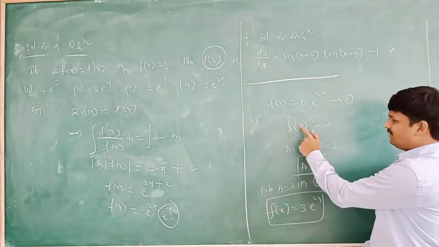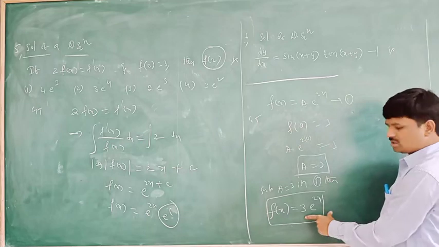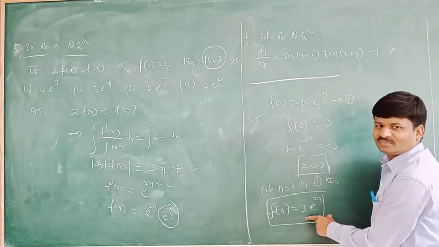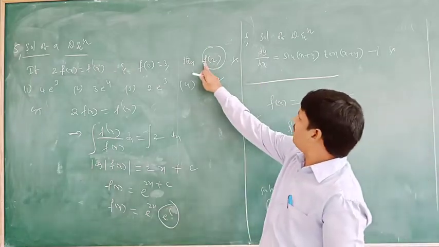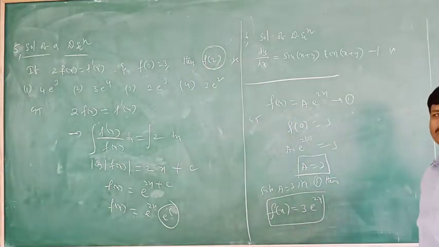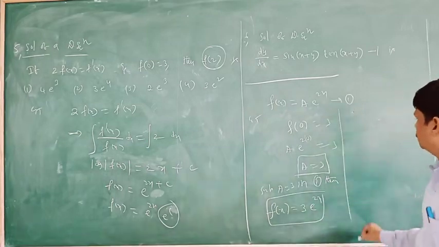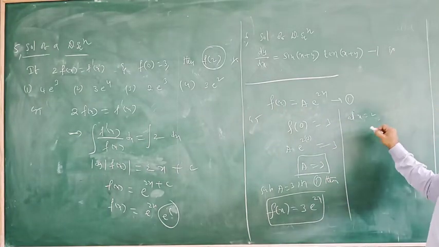Here the x value and y value are given. So what do you get here? You get the particular solution. But he is not asking for this solution. What is he asking? He is asking for the f of 2 value. Substitute x equal to 2.